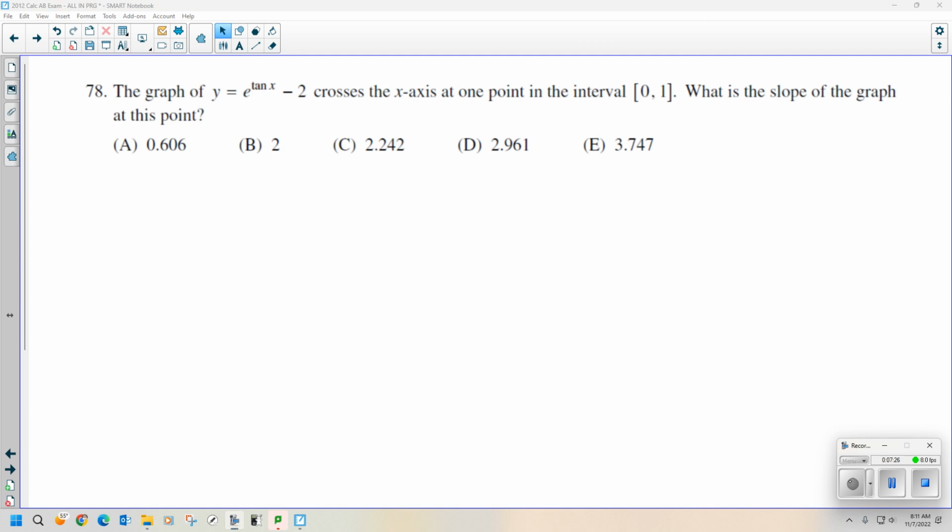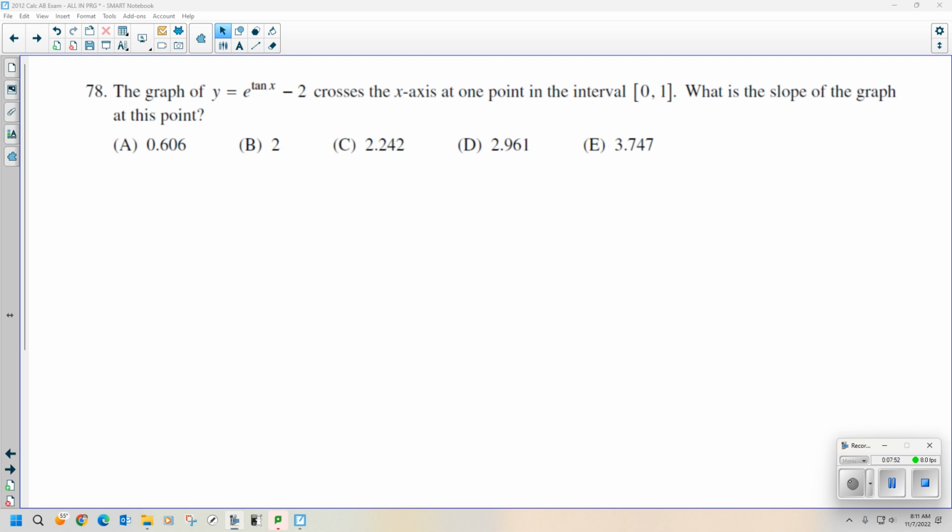Hey, finally a question where we get to use the calculator. I can tell just by looking at those responses, 3 decimals, okay? 78 reads, the graph of y equals e raised to the tan of x minus 2 crosses the x-axis at one point in the interval from 0 to 1. What is the slope of the graph at this point?